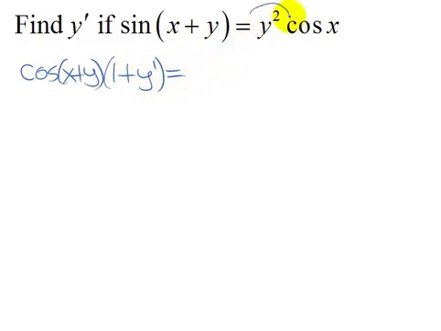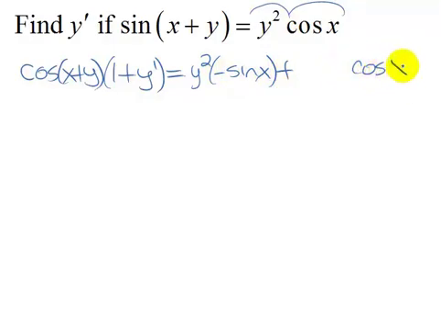Now that's going to equal, and here we have a product rule. So we've got first times the derivative of the second. The derivative of cosine x is negative sine x. And then plus the second, which is cosine x, times the derivative of the first. And the derivative of y squared, we've got the power rule, 2y, and then the chain rule. The derivative of what's inside is y, and that derivative is y prime.